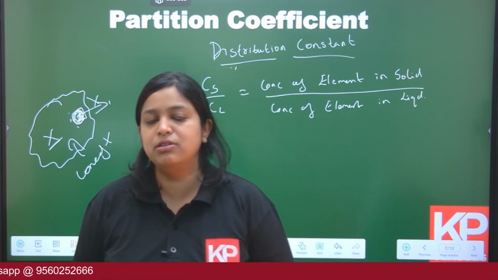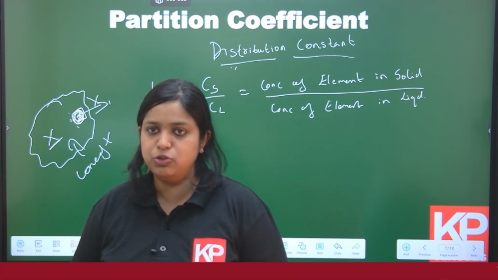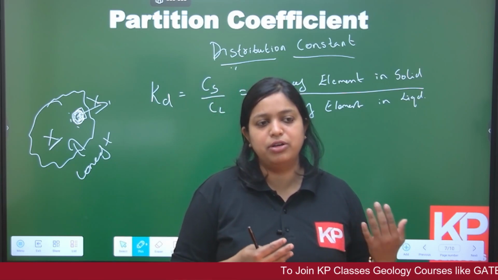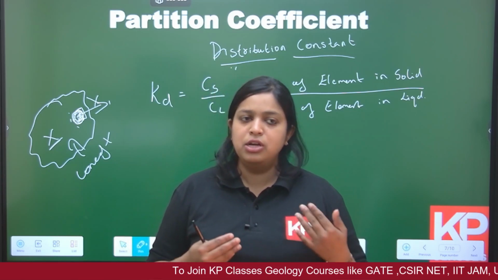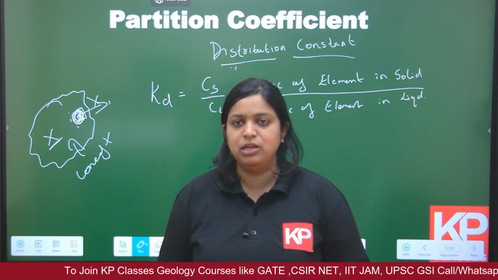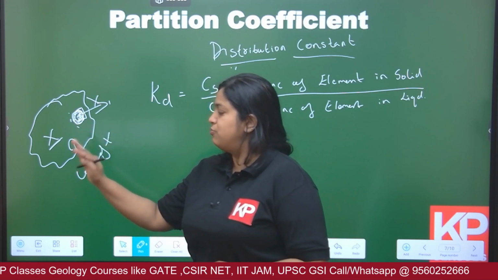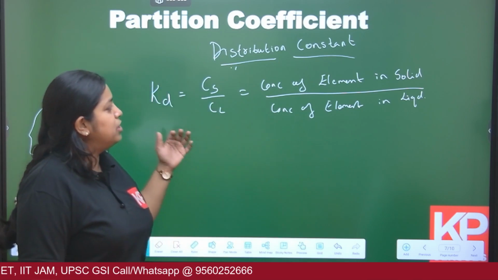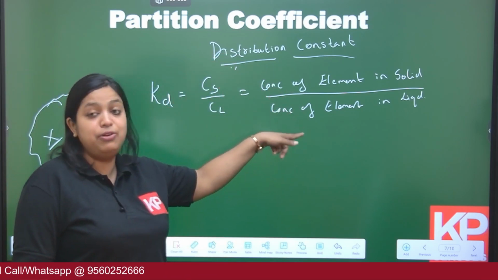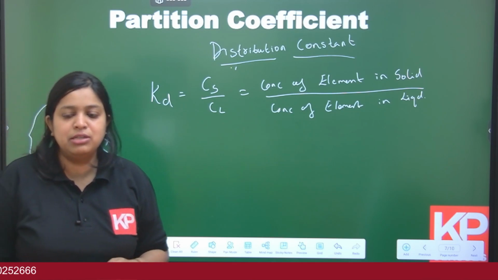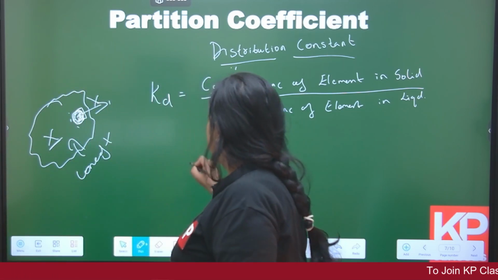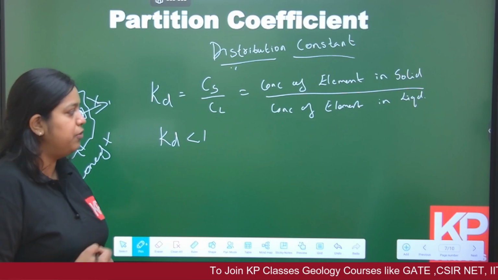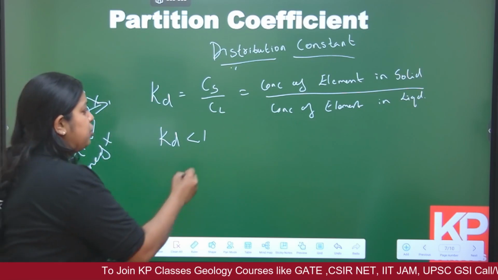Trace element analysis is mainly done by spectroscopy. There are XRD, XRF, so many techniques which we can do on our rock samples that will give the concentration of major elements, minor elements, trace elements, everything. So we can analyze the concentration of a trace element in the liquid and the solid, and take the ratio of the concentration of this element in the solid to that in the liquid. If this KD value comes less than 1, then we call the element X an incompatible element.